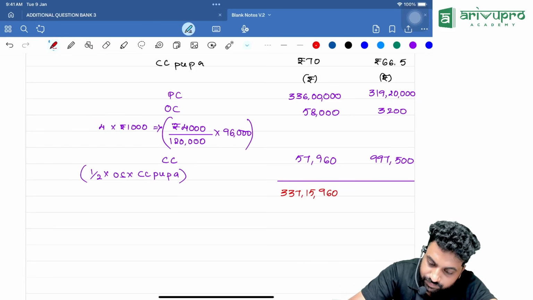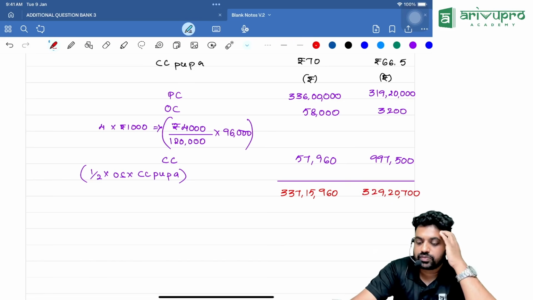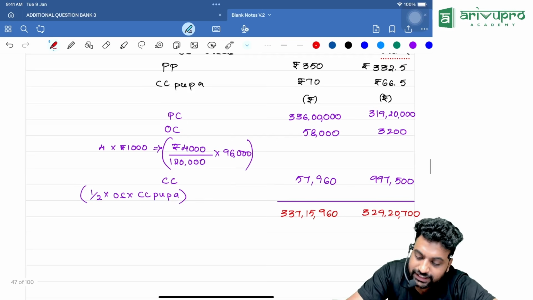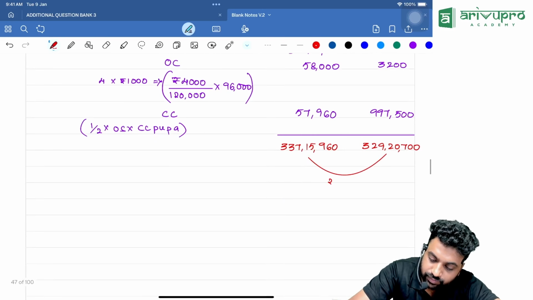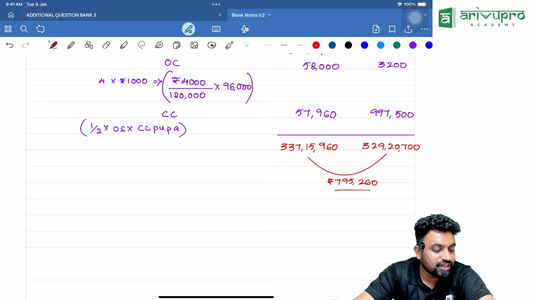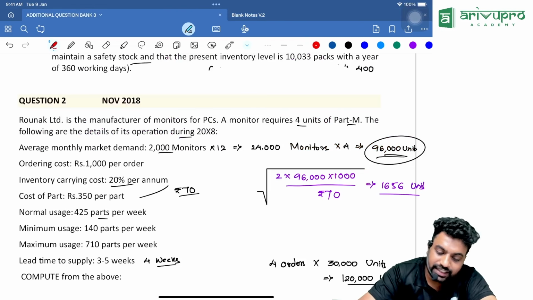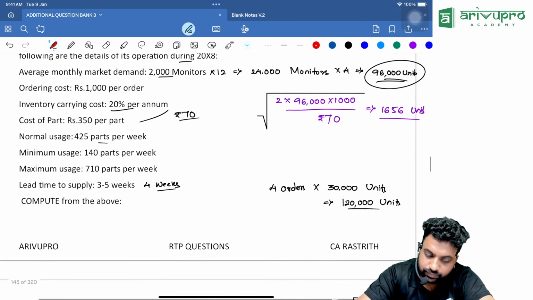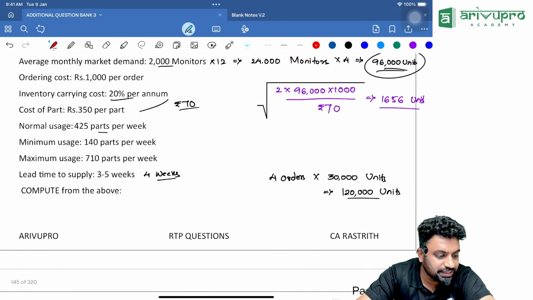Next one. Will you go for it or no? Of course we go for quantity discount because it is saving us how much cost? 7 lakh? So as it is saving us 7,95,260, of course we will go for the quantity discount. Is that clear?